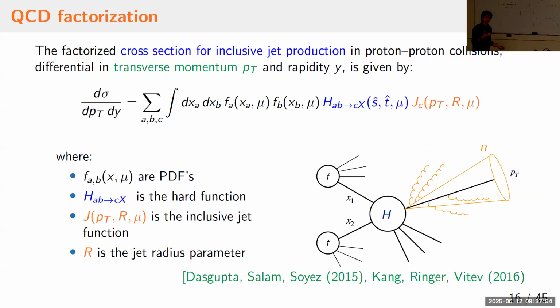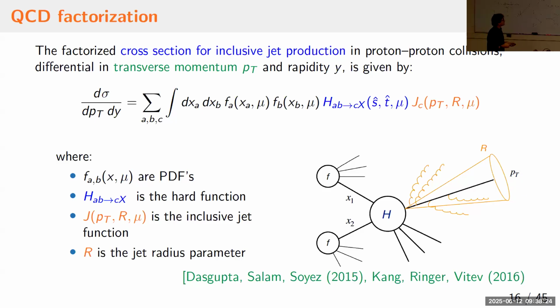So again, what a jet is, is in fact defined as a collection of hadrons that make up the total jet pT within a certain cone of size R, right? Typically a cone size, depending on the algorithm, that it has a cone shape. So it depends on R, and it depends on the jet pT here. So this object can also be calculated perturbatively, right? Order by order in perturbation theory.